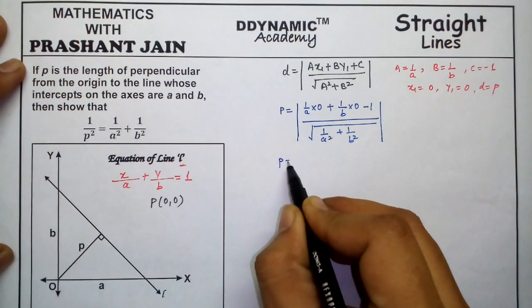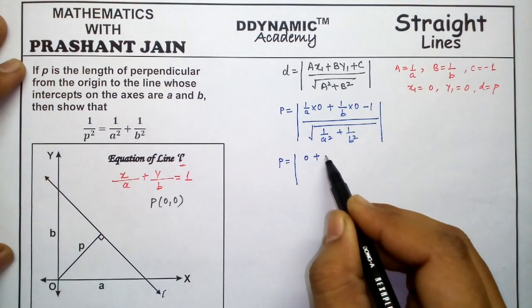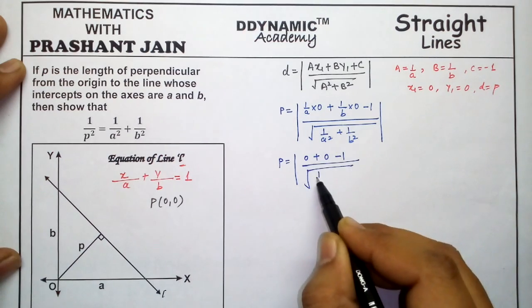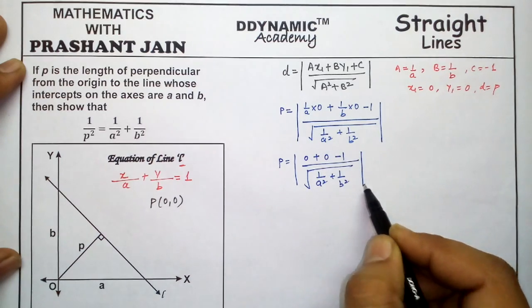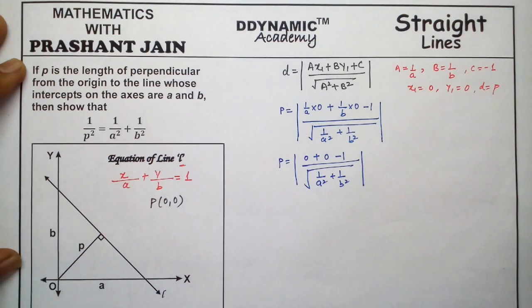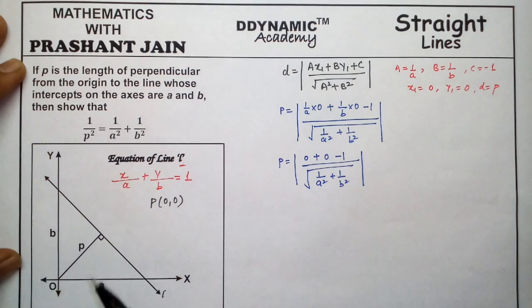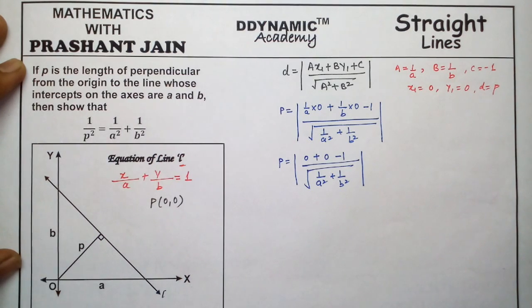Now p is equal to 1 upon a into 0 is 0, 1 upon b into 0 is 0, and this is minus 1 upon under root 1 upon a square plus 1 upon b square. Again you may be wondering why we don't take the LCM here. I think there is no need to take the LCM, because we require 1 upon a square plus 1 upon b square on the right hand side of our proof. So I don't need to take the LCM here.